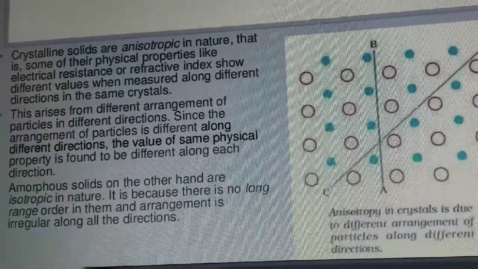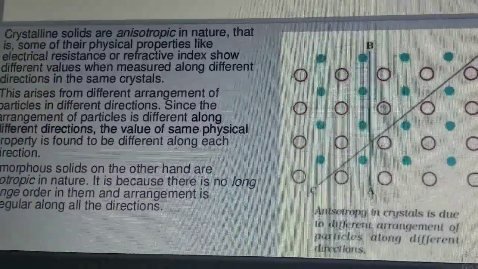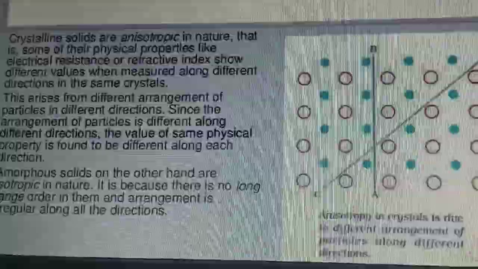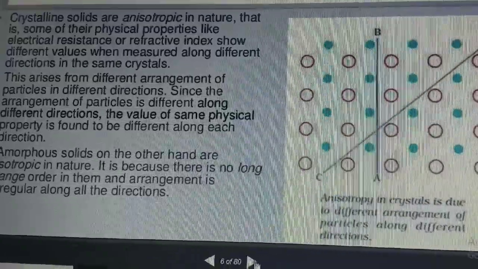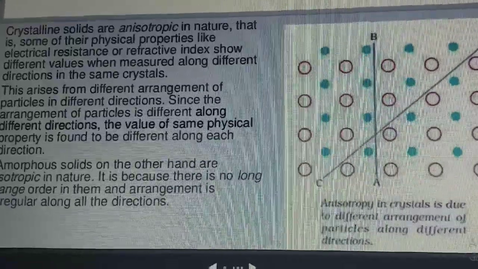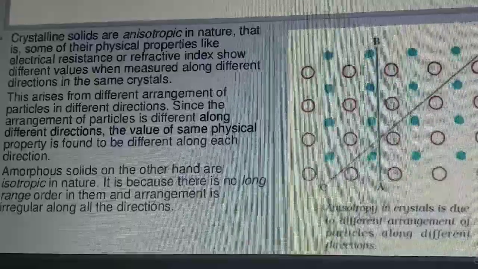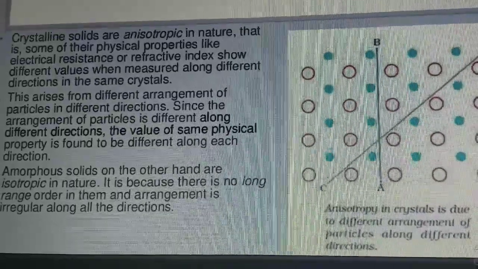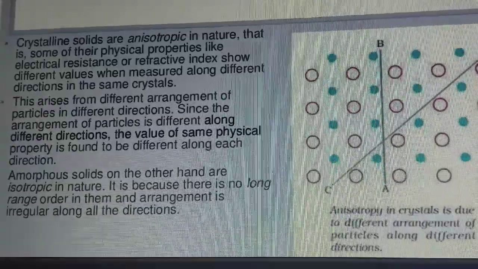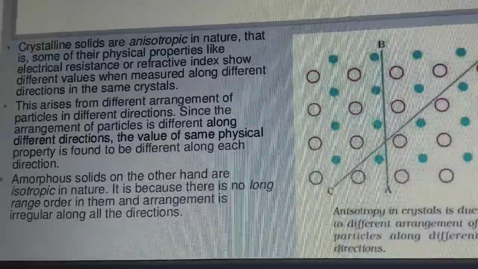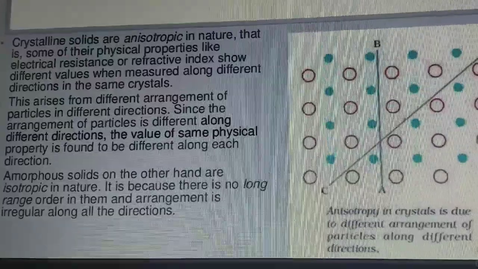Anisotropic means the physical properties, electrical resistance or refractive index, when measured, give different values along different directions. In one direction they give one value, in another direction they give another value. This arises because of different arrangement of particles in different directions. Since the arrangement of particles is different along different directions, the value of the same physical property, that is electrical resistance or refractive index, is found to be different along each direction.